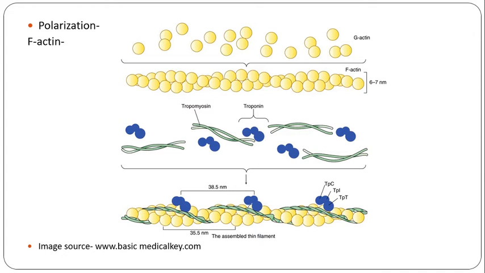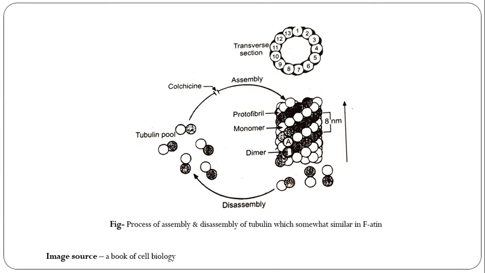This type of polarization is somewhat similar to that observed in microtubules, and in both cases the process is often called treadmilling. First, G-actin is the monomer form, then F-actin forms, and F-actin binds with tropomyosin and troponin, and that becomes the assembled thin filament. See in this diagram the process of assembly and disassembly of tubulin, which is somewhat similar to F-actin.